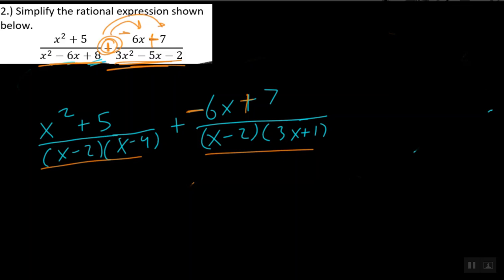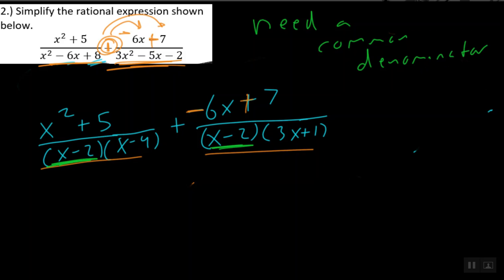Okay, so what in the world do we do in order to add these two fractions? Well, they need a common denominator. In fact, I'd like for you to write that. Need a common denominator. All right. And what I notice is that x minus 2 and x minus 2, those are the same thing. So I see, hey, this x minus 4 is over here on the left, but it's not on the right, so let's write x minus 4.